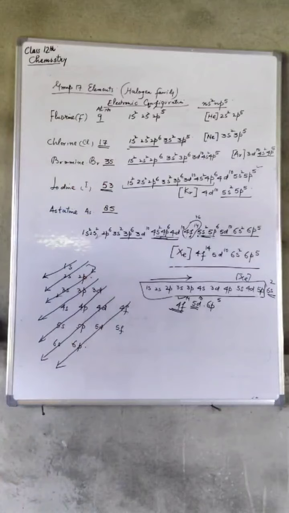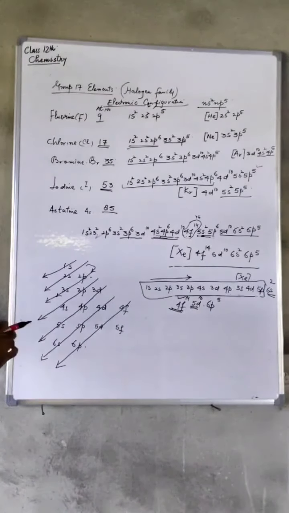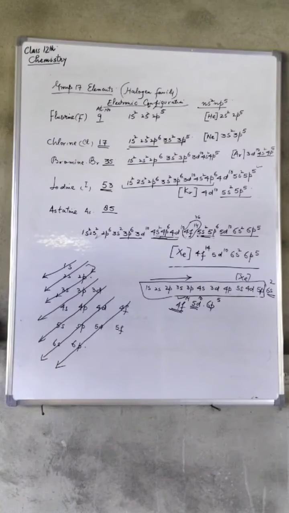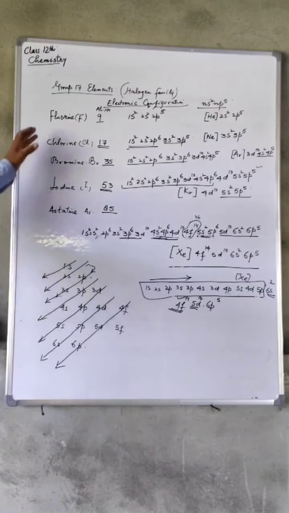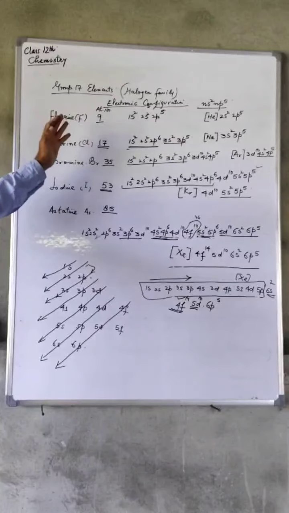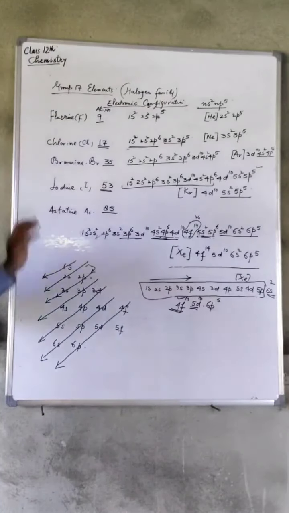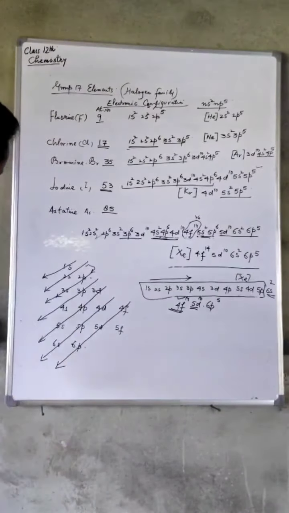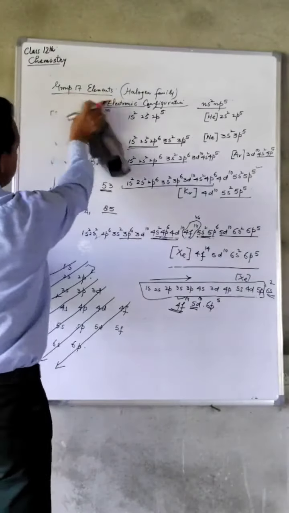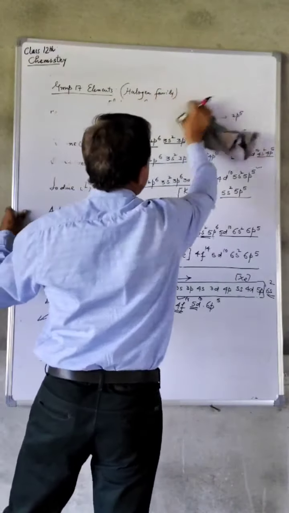So this was the electronic configuration of these halogens. इसके बाद we will discuss the trends in their properties. तो एक एक करके हम उनकी प्रॉपर्टीज पहले दिखाएंगे.